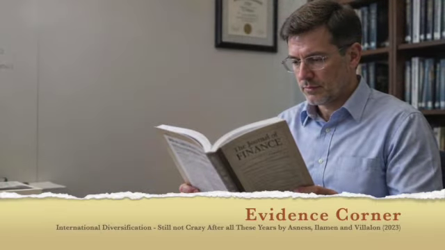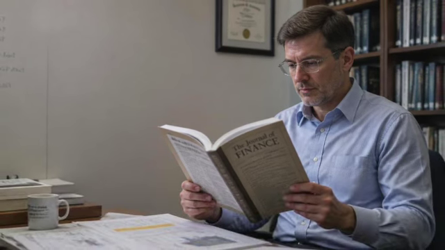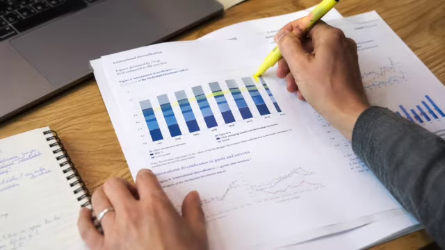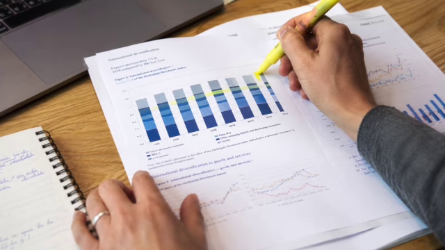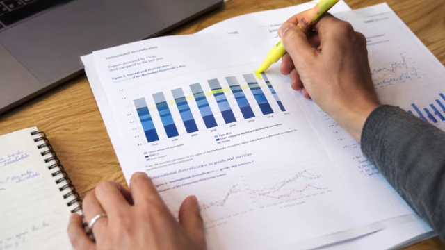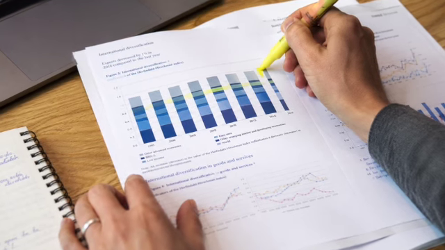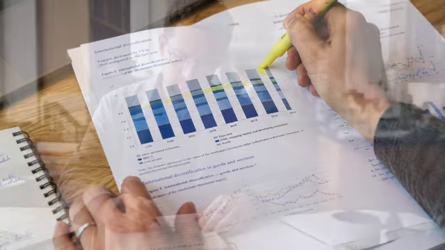Evidence Corner. Today's paper comes from AQR and discusses international diversification. One of the key conclusions is that diversifying internationally is not about predicting which country will perform best. It's about reducing concentration risk. Different economies do not move in exactly the same way or at exactly the same time. Over long investment horizons, global diversification can therefore improve the resilience of a portfolio rather than depending entirely on the future performance of a single country's market.